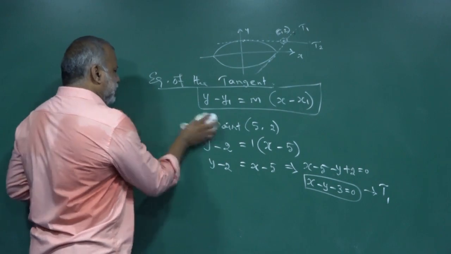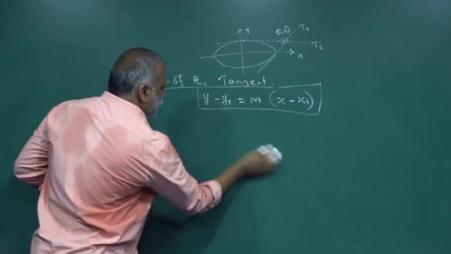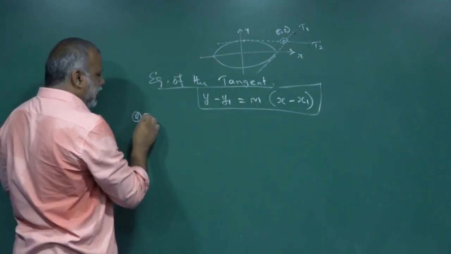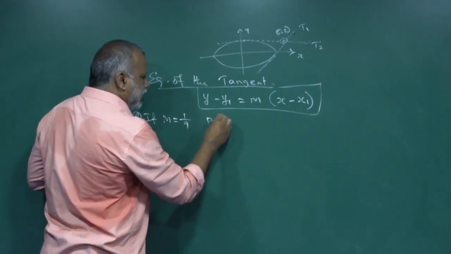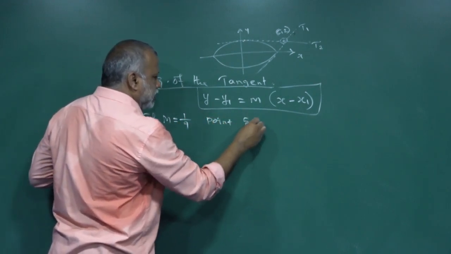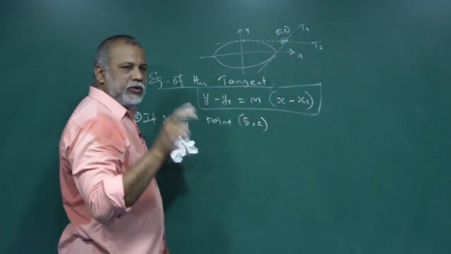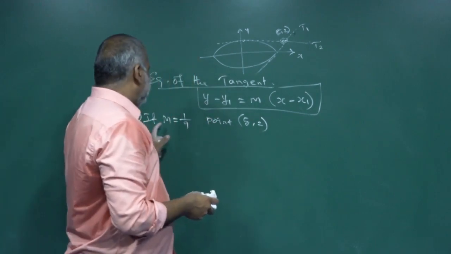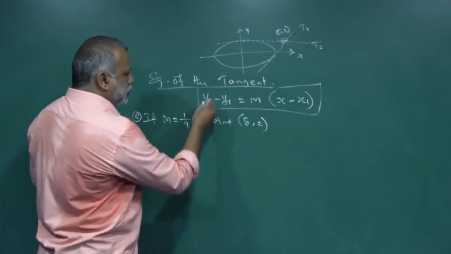The same formula we are going to use. What is the slope of the second? The second is if m equal to 1 by 9, and the point is the same. See the point: both tangents pass through the same point. Therefore the point is common; only the slopes are different. Therefore if m equal to 1 by 9, point 5, 2, once again I want to substitute here.